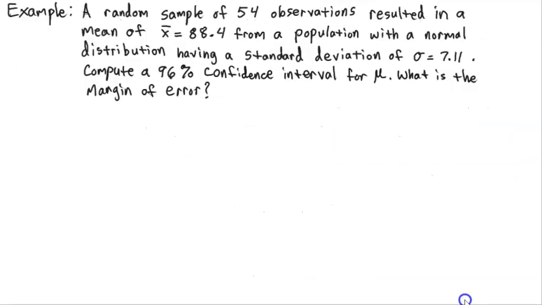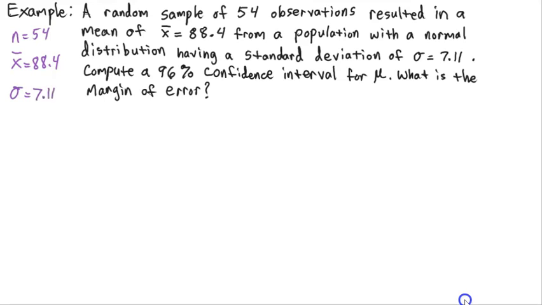All right, let's do one more example. We got a random sample of 54 observations. That means n is 54. It resulted in a mean of x bar equals 88.4. So we'll note that over here. X bar equals 88.4, from a population with a normal distribution having a standard deviation of sigma equals 7.11. Put that over here. Sigma equals 7.11.